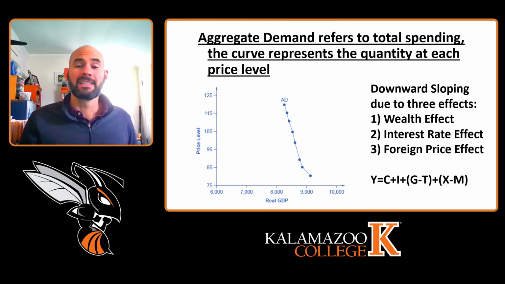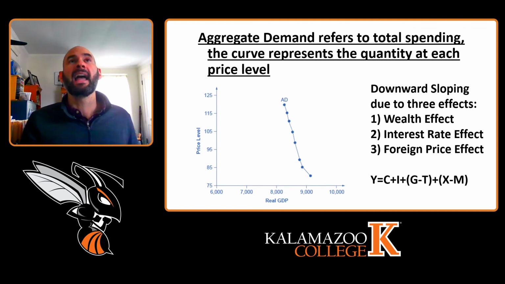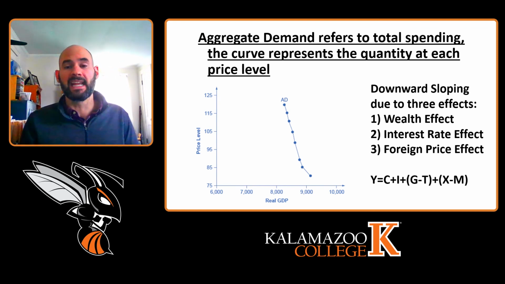So the aggregate demand curve is going to slope down just like the demand curve does in a private goods market, a private goods supply and demand framework. However, it's going to slope downward due to a different reason. If we think of a supply and demand model with downward sloping demand as being driven by the law of demand, we can't really apply that same logic to this case. Instead, we're going to think that aggregate demand is going to slope downward due to three reasons.